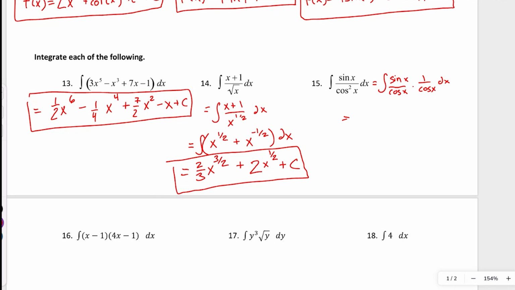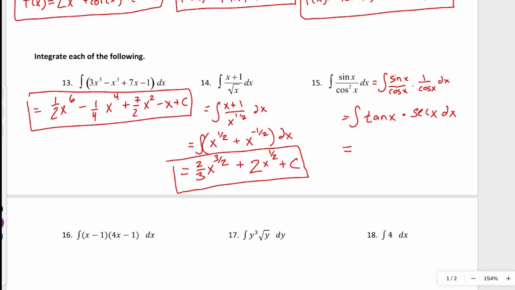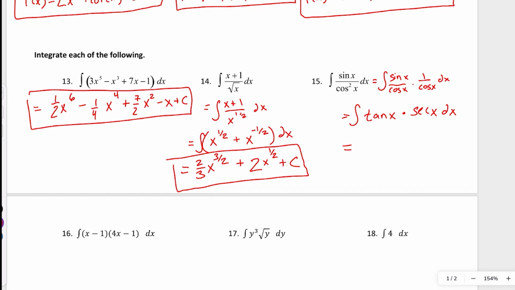And then sine over cosine, that really is just the definition of tangent. And then 1 over cosine, since cosine is the reciprocal of secant, that's just secant. So here we have tangent of x times secant of x dx, and we know that integral, or at least you will very shortly. The more you deal with these, the better you're going to know them, but at some point you are just going to have to know all these integrals. So secant times tangent, the integral of that is secant.